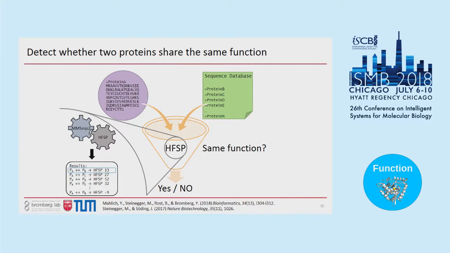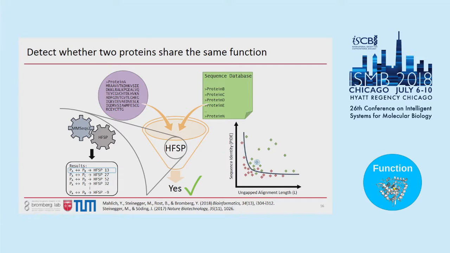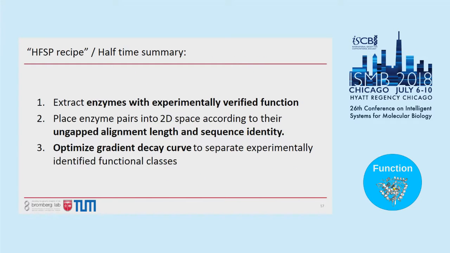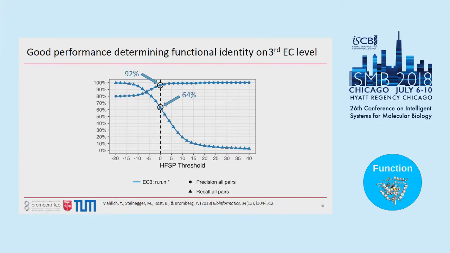So putting everything together, what we can do now is we have our protein that we're interested in, we have a sequence database, and then with that HFSP measure in combination with MMSeqs, we can determine whether those two proteins share the same function or not. Visualized here. So my recipe for HFSP. Just to summarize, we extracted, as I said, the experimentally verified enzymes. We place them into our two-dimensional space and then optimize a gradient decay curve to separate those experimentally identified function classes. So how well does this work?